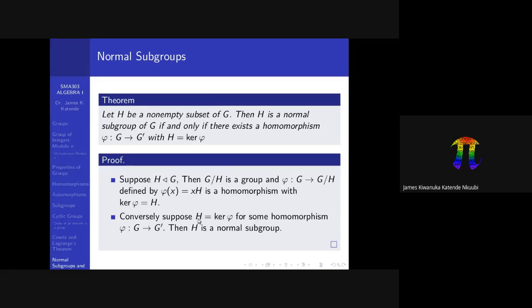So conversely, suppose H is a kernel of some homomorphism from G to another group, G prime. Then automatically, we also proved earlier that the kernel is always a normal subgroup. So that means H in this case will be a normal subgroup. And that proves the converse of the theorem.